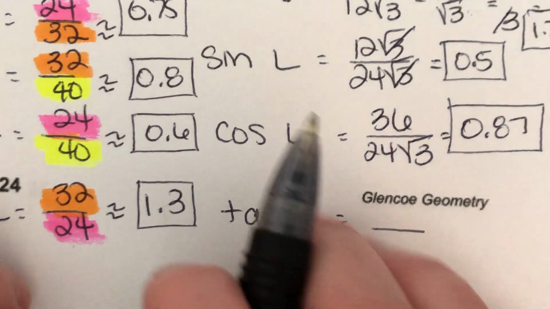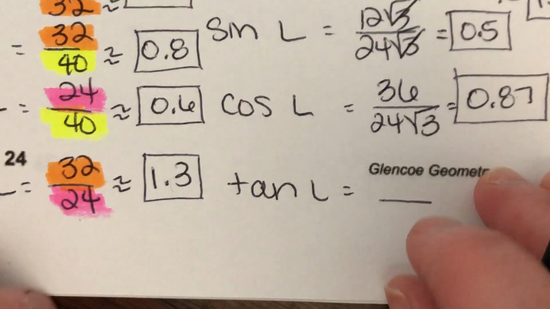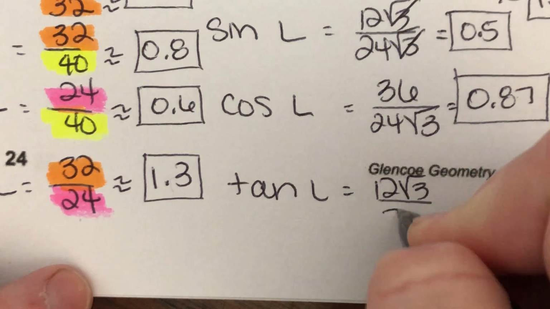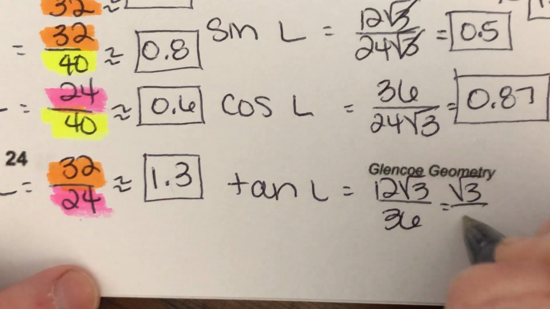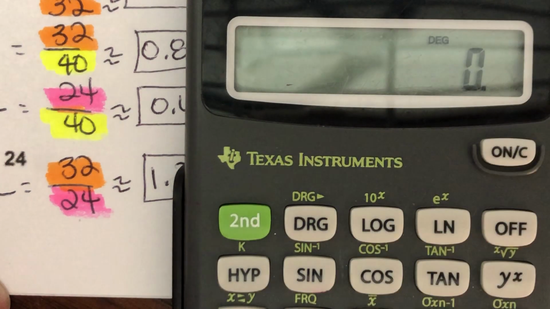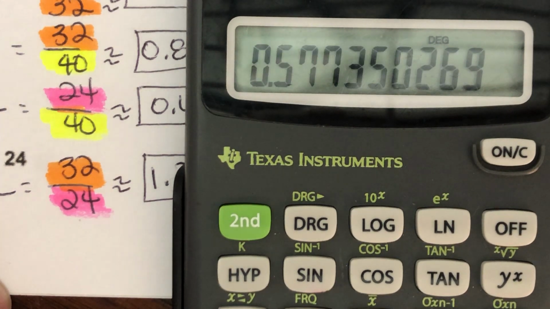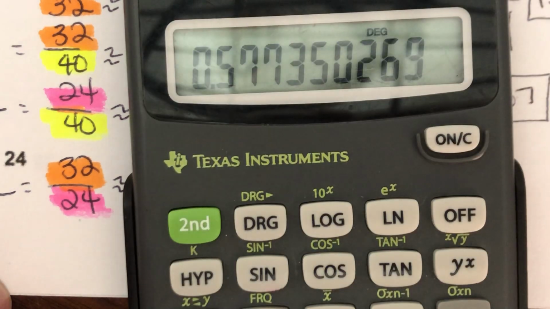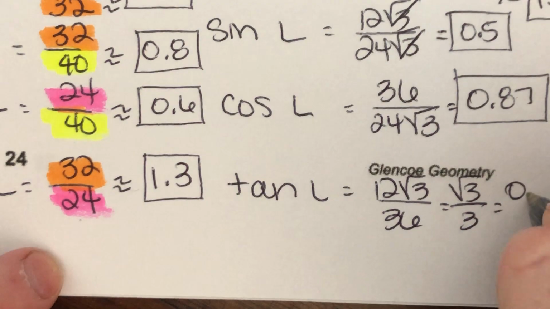And lastly, tangent of L is opposite over adjacent, 12 square root of 3 over 36. I can divide the top and the bottom by 12, and I get square root of 3 over 3. And I think I've already done that one as well. Nope, I did 3 over square root of 3. All right, so I got to redo this one. Square root of 3 divided by 3. Is that what I got? Yeah. 0.58 if we round to the nearest hundredth.